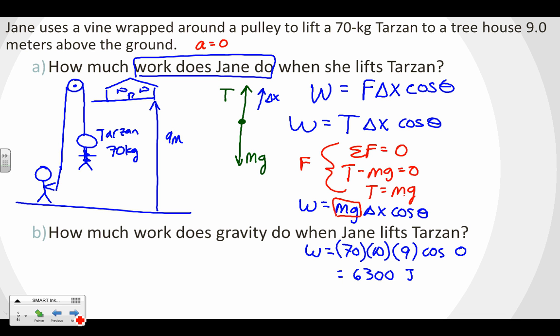For part B, how much work does gravity do? Negative 6,300. The force is the force of gravity, which is downwards. The displacement is up, so the angle theta is 180 degrees and its cosine is negative. So the work done by gravity equals negative 6,300 joules.